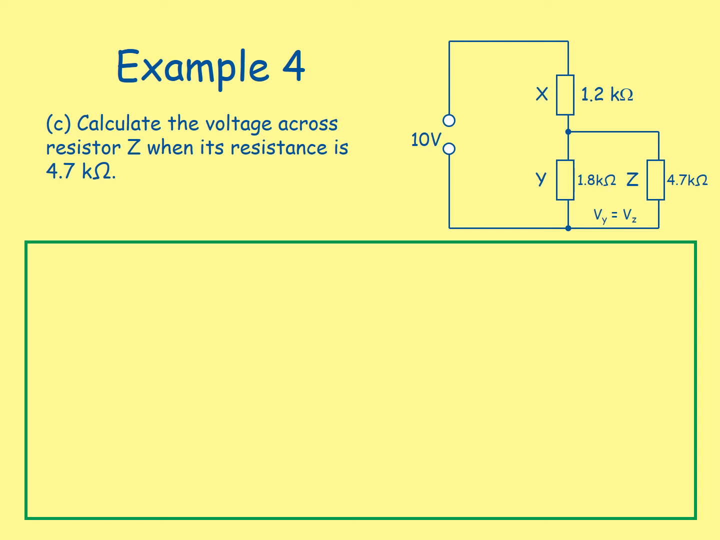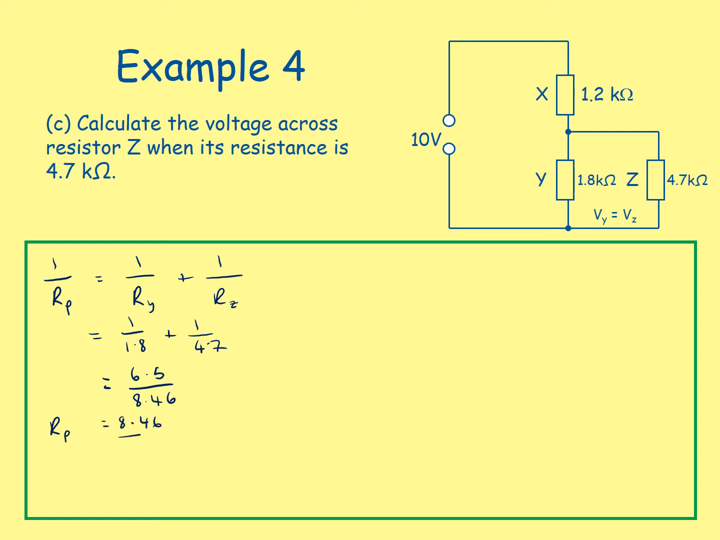To help us work out these values, we want to work out the current in the circuit, and to do that we need the total resistance. So let's work out our total resistance first. 1 over our resistance in parallel is equal to 1 over our resistance at Y and 1 over resistance at Z, which is 1 over 1.8 plus 1 over 4.7. This is equal to 6.5 over 8.46. Therefore, our resistance in parallel equals 8.46 over 6.5. Rounded, that is 1.3 kilo ohms.